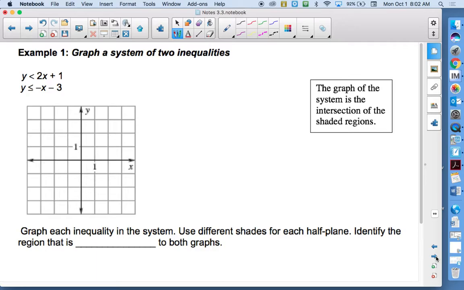So graph the first one, it starts up at 1, and we go up 2 over 1, or down 2 backwards 1.